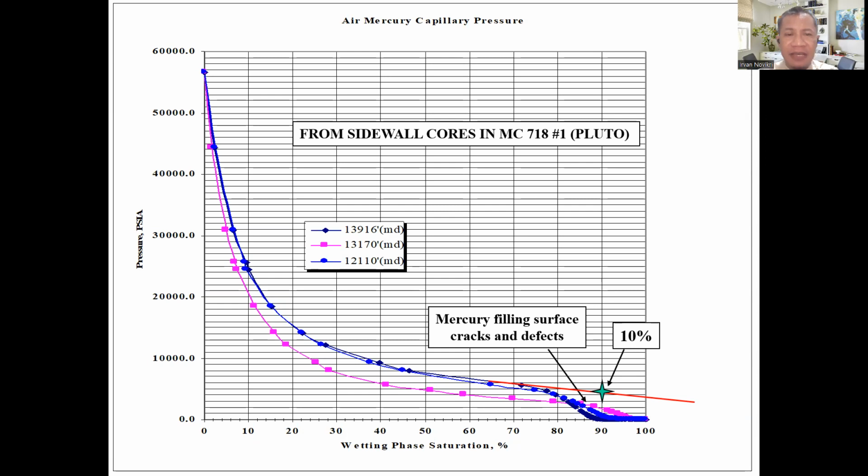The given graphic represents data related to air-mercury capillary pressure in a specific case. It shows the capillary pressure values at different wetting saturations, corresponding to the pressure in psi. The data also include measurements from the sidewall core and the Pluto well, and mention the presence of subsurface cracks and defects being filled with mercury.